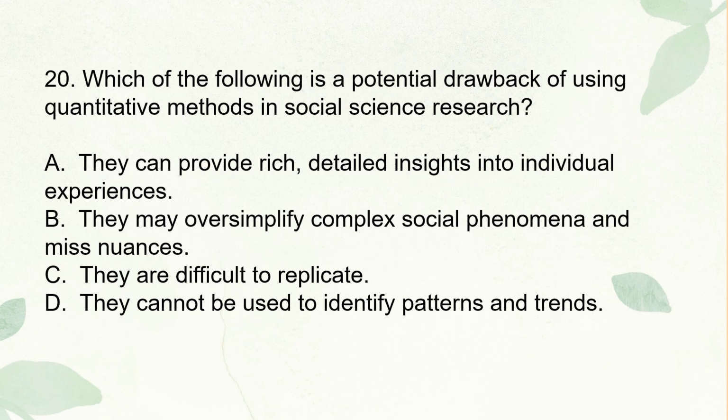Number 20. Which of the following is a potential drawback of using quantitative methods in social science research? Letter A. They can provide rich, detailed insights into individual experiences. Letter B. They may oversimplify complex social phenomena and miss nuances. Letter C. They are difficult to replicate. Or letter D. They cannot be used to identify patterns and trends.